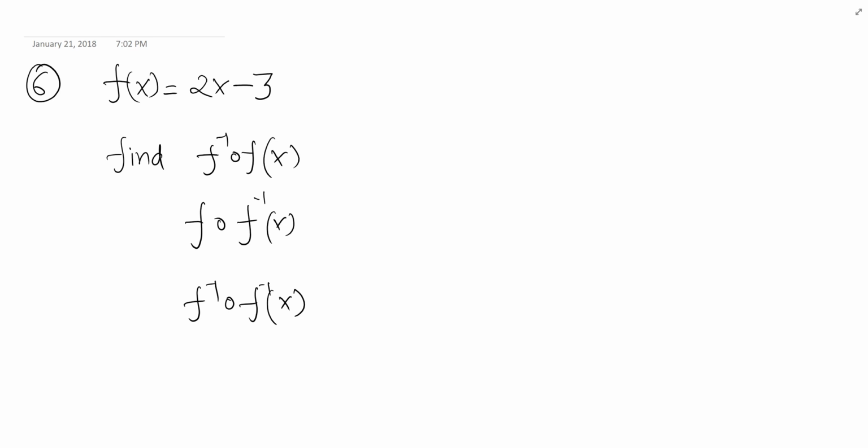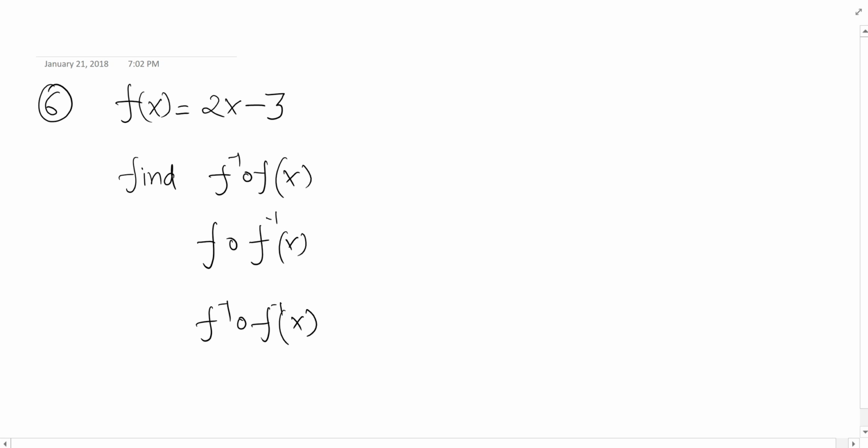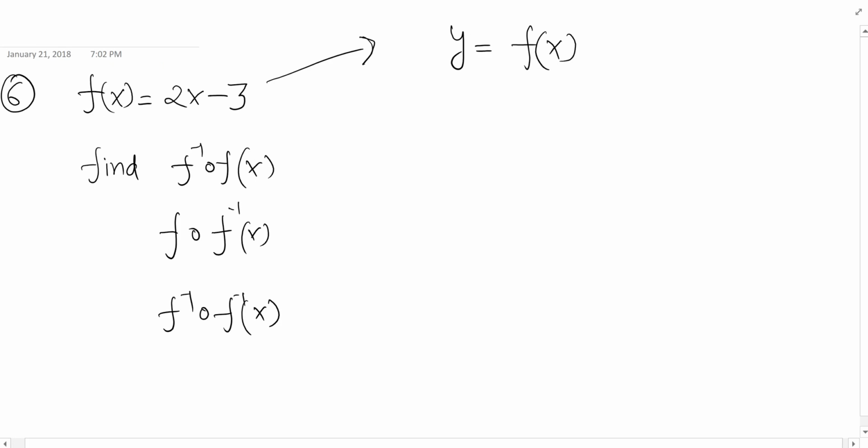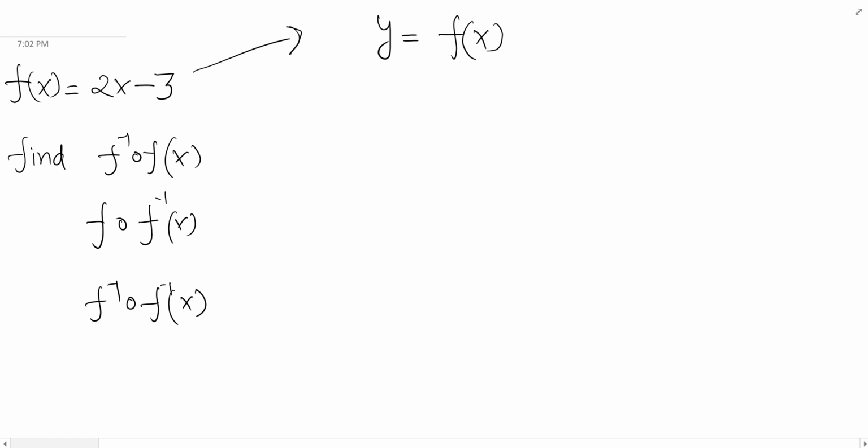Alright, so in order to find f inverse, we rewrite this equation in terms of y and x. So f of x means basically y, right? y equals f of x. That's what we use most of the time. So now my f of x is 2x minus 3. That means my equation can be written as y equals 2x minus 3.